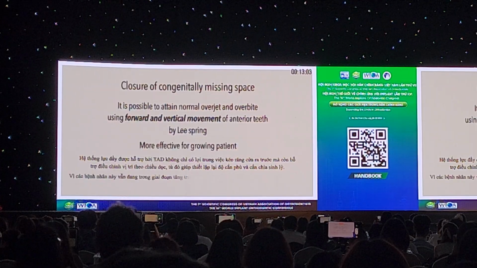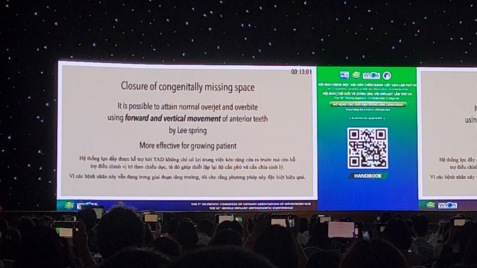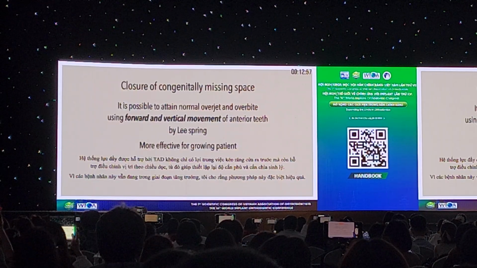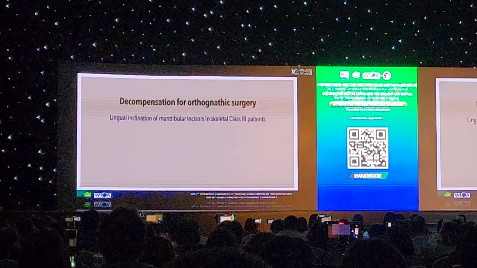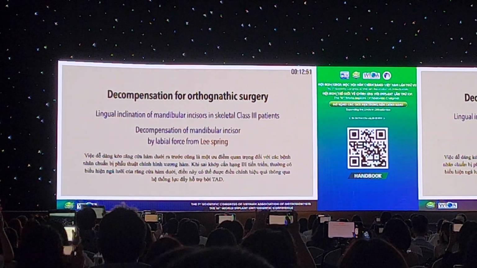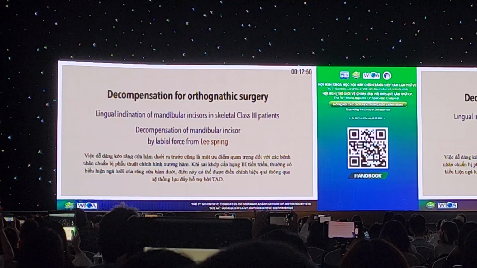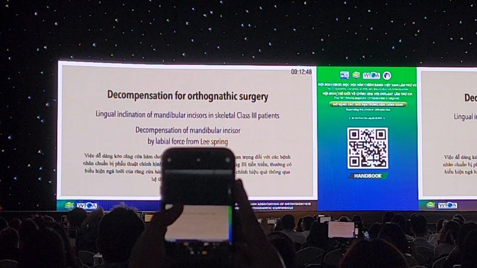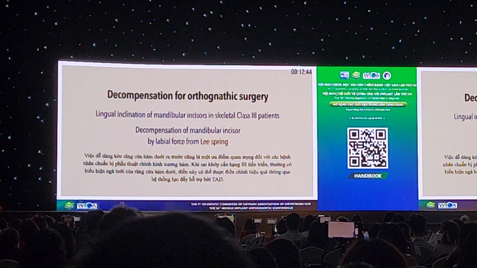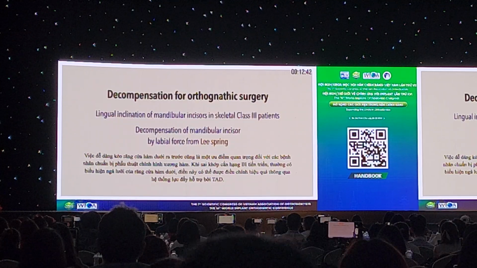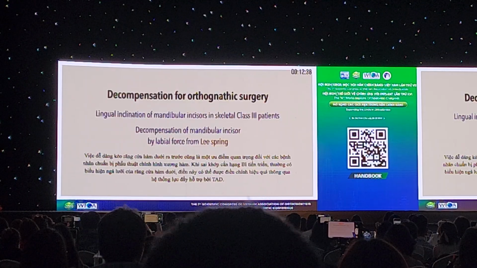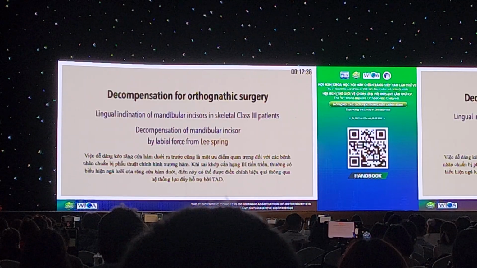Given that these patients were still in their growing phases, I believe this approach proved particularly effective. The ease of advancing the mandibular incisors is also advantageous for patients preparing for orthodontic surgery. If class 3 malocclusion progresses, it often involves lingual inclination of the mandibular incisors, which can be effectively corrected with the TAD-supported pushing system.